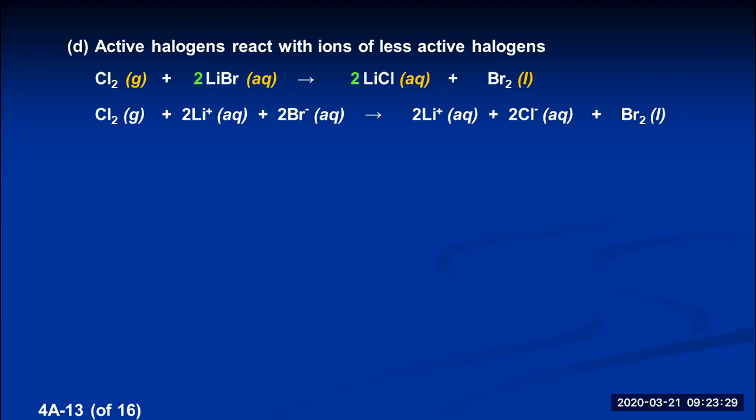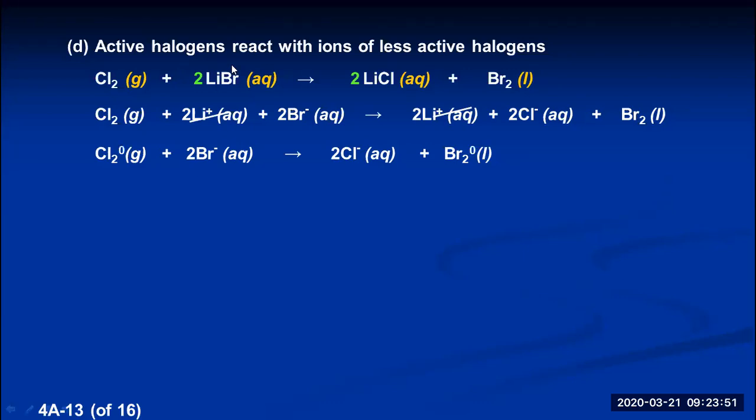In this ionic equation, notice there are 2 lithium ions on the left and the right side that are identical. They will cancel out as the spectator ions, and our final net ionic equation will be the Cl2 gas plus 2 Br- aqueous yields 2 Cl- aqueous plus Br2 liquid. This is an oxidation reduction reaction.